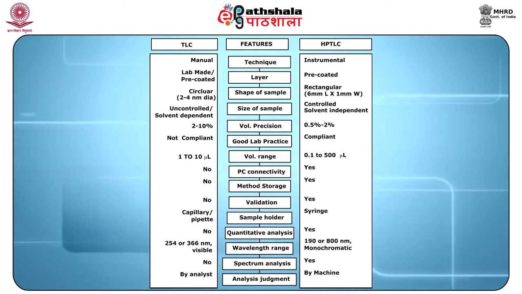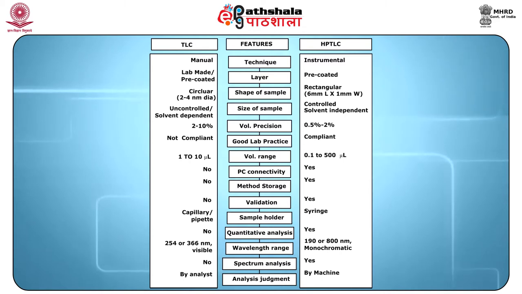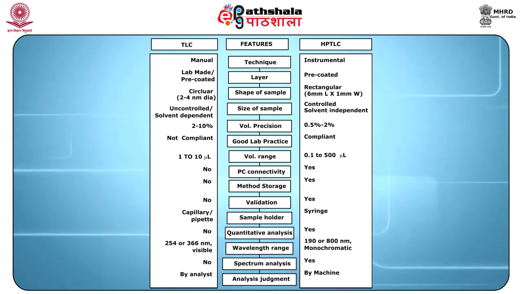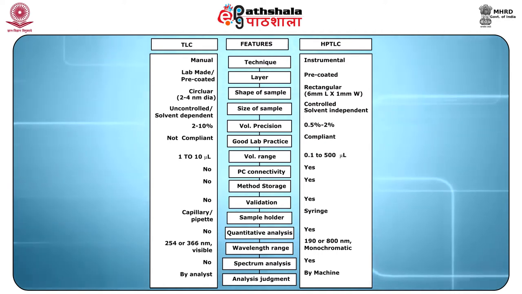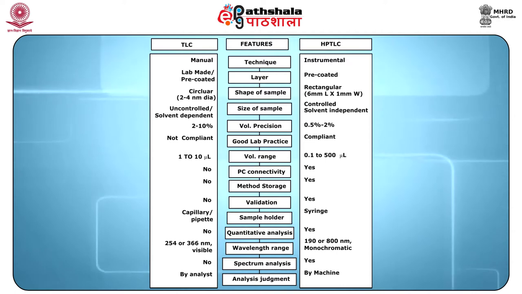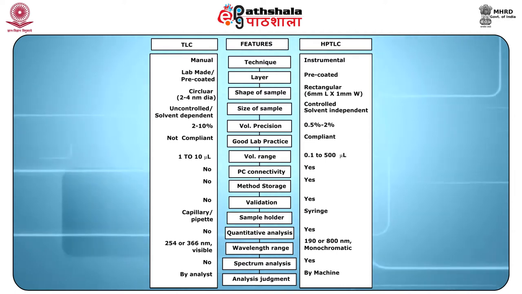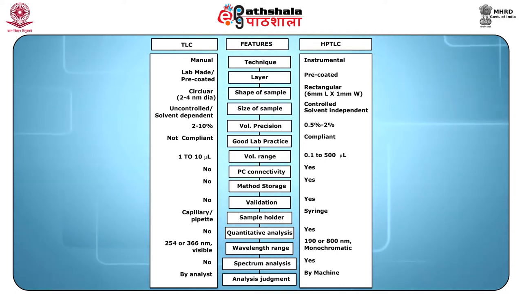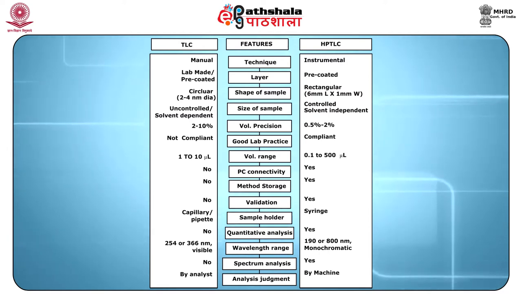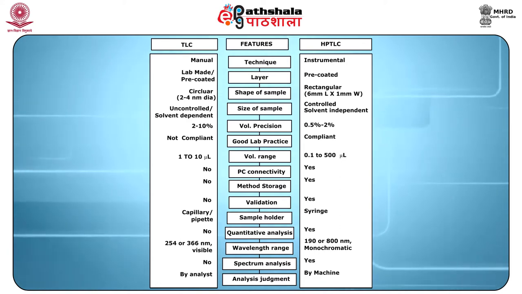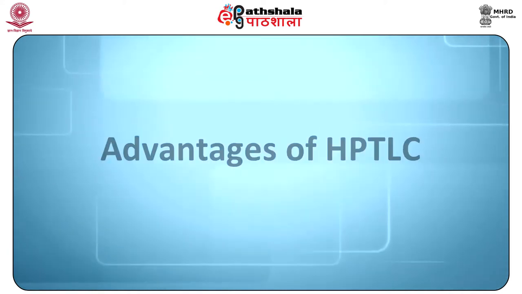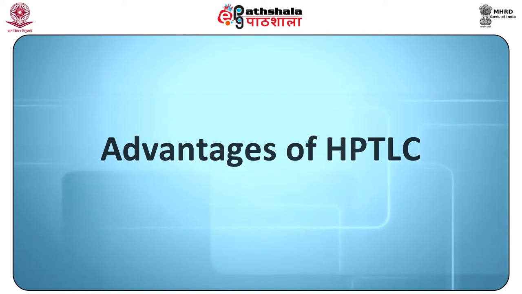Looking into the table of comparison, we can see the various parameters and features for which TLC and HPTLC have been compared. For example, technique: one is manual while the other is instrumental. Layer: it could be lab-made or pre-coated. Shape of the sample could be circular, here it is rectangular, and so many other parameters have been described here. Advantages of HPTLC.